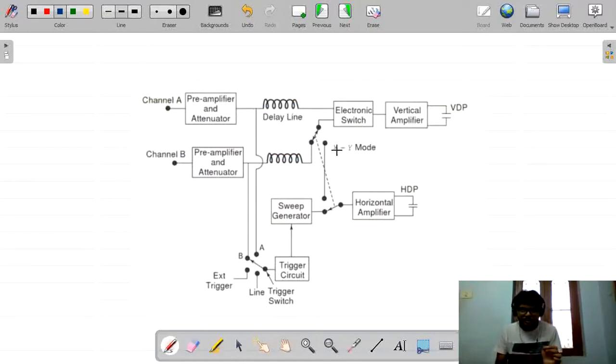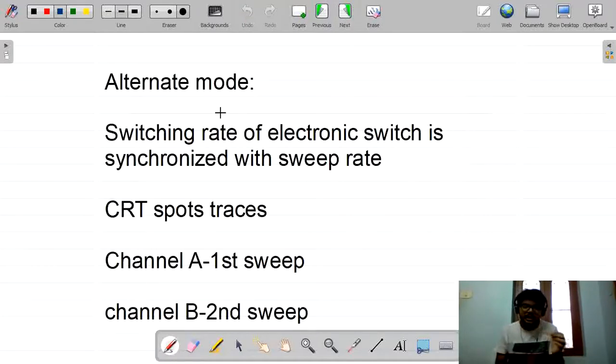In the alternate mode, the switching speed of this electronic switch must be equal to the sweep generator rate. It means the sweep generator rate and the switching rate must be equal. When there is complete synchronization of the sweep generator rate and switching rate, alternate mode is preferred. If there is no synchronization between the electronic switch and the sweep generator, we prefer the chop mode. This is the main difference between the alternate mode and chop mode. Now we will see alternate mode.